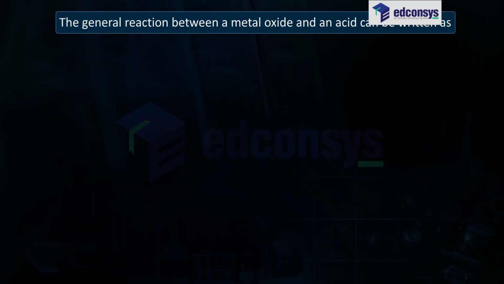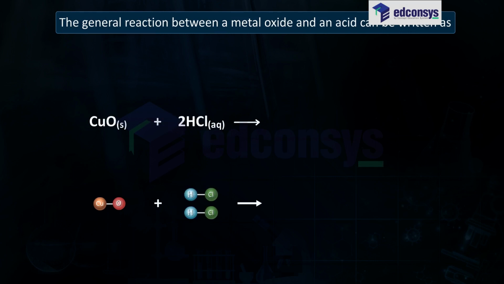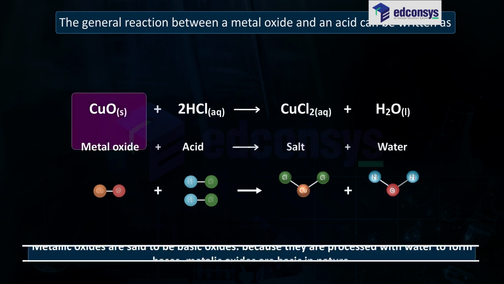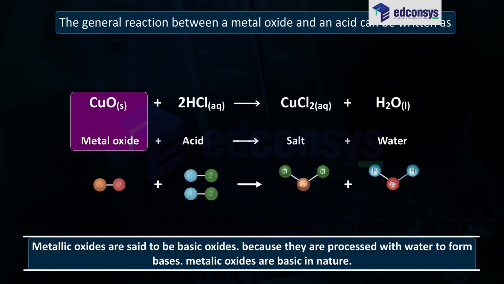The general reaction between a metal oxide and an acid can be written as CuO(s) + 2HCl(aq) gives CuCl2(aq) + H2O(l), which is metal oxide plus acid gives salt plus water. Metallic oxides are said to be basic oxides because they react with water to form bases. Metallic oxides are basic in nature.